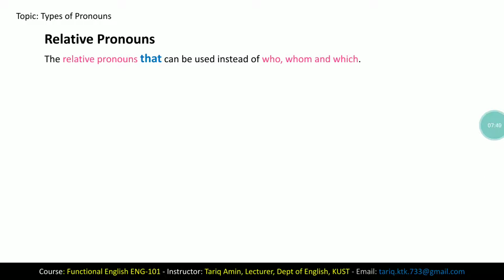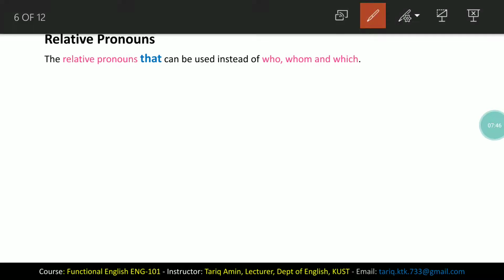The relative pronoun that can be used instead of who, whom, and which. Okay, it is the relative pronoun that, not pronouns. The relative pronoun that is a singular pronoun, and it can be used instead of who, whom, and which.